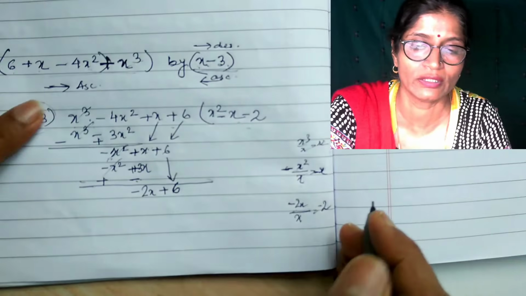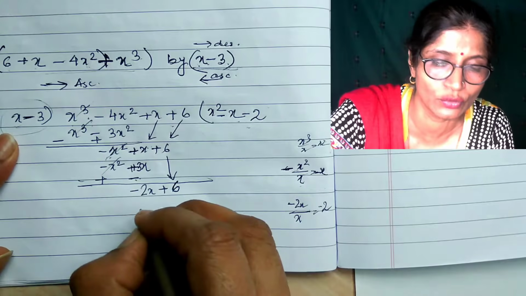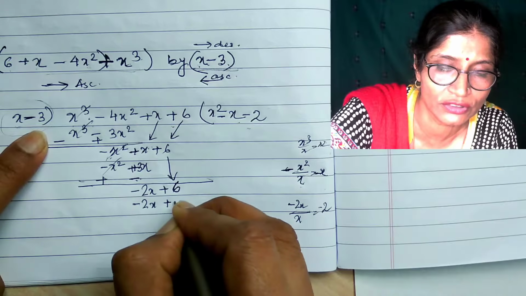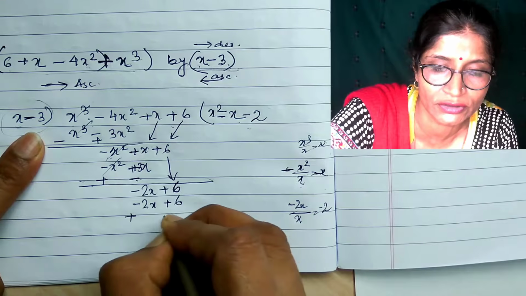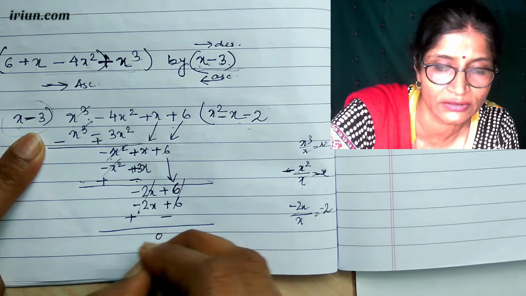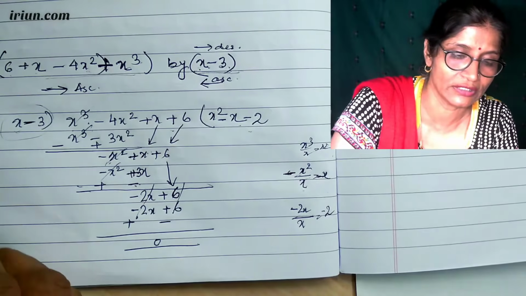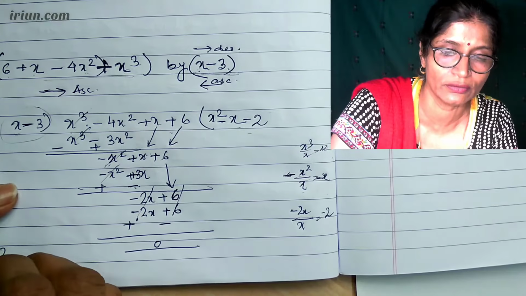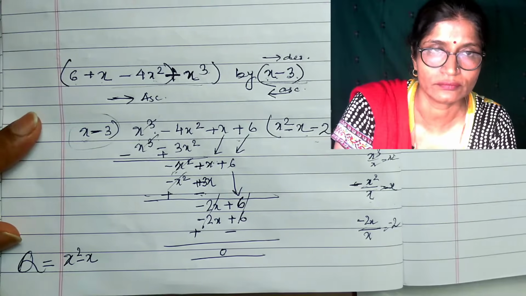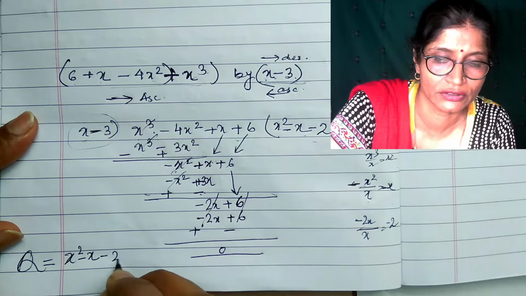Now this whole term is multiplied by minus 2. So minus 2x, minus minus plus, 2 3s are 6. The sign will be changed, so this will be cancelled as well as this. So your remainder is 0. So your answer is that the quotient is equal to x square minus x minus 2.